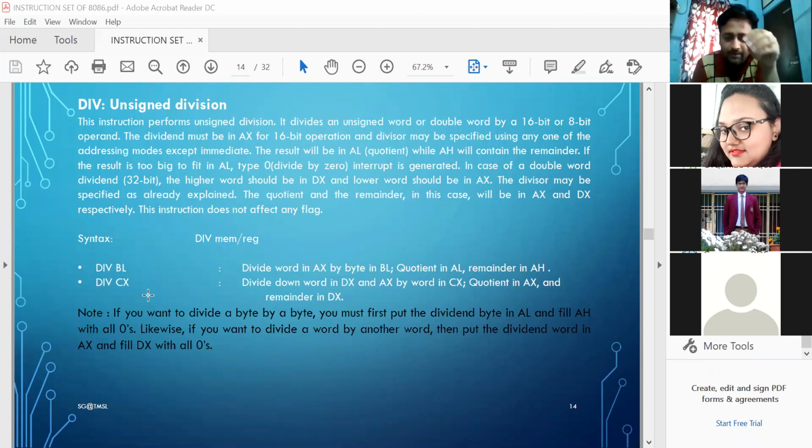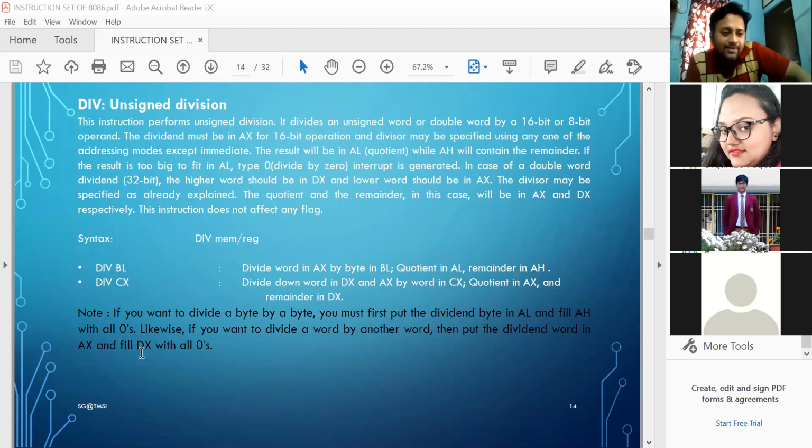and after division, the quotient is automatically stored inside AX and the remainder is stored inside DX. So the first instruction, DIV BL, is an example of 16-bit by 8-bit division. DIV CX, the next instruction example, is 32-bit by 16-bit. But what happens if you need to perform 16-bit by 16-bit, or 8-bit by 8-bit division?